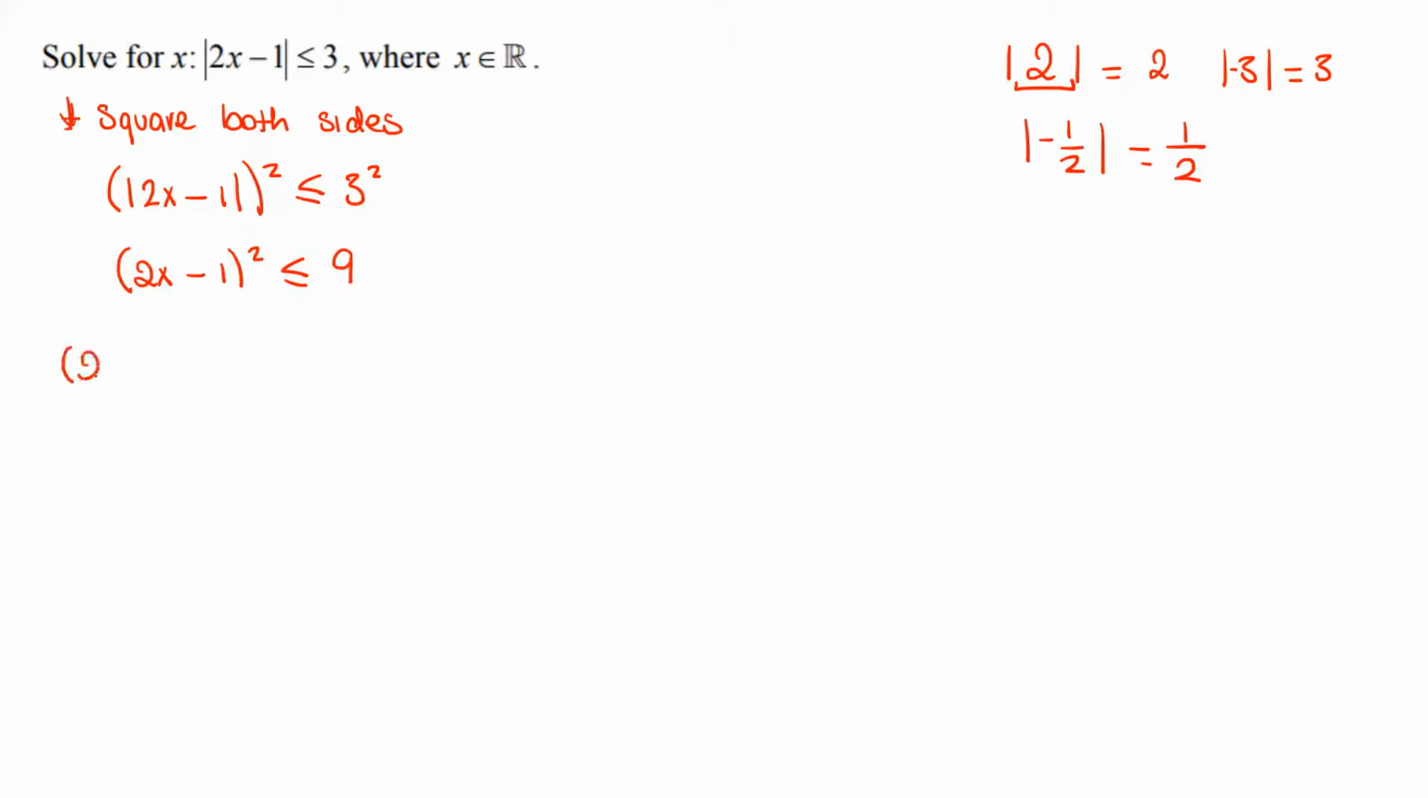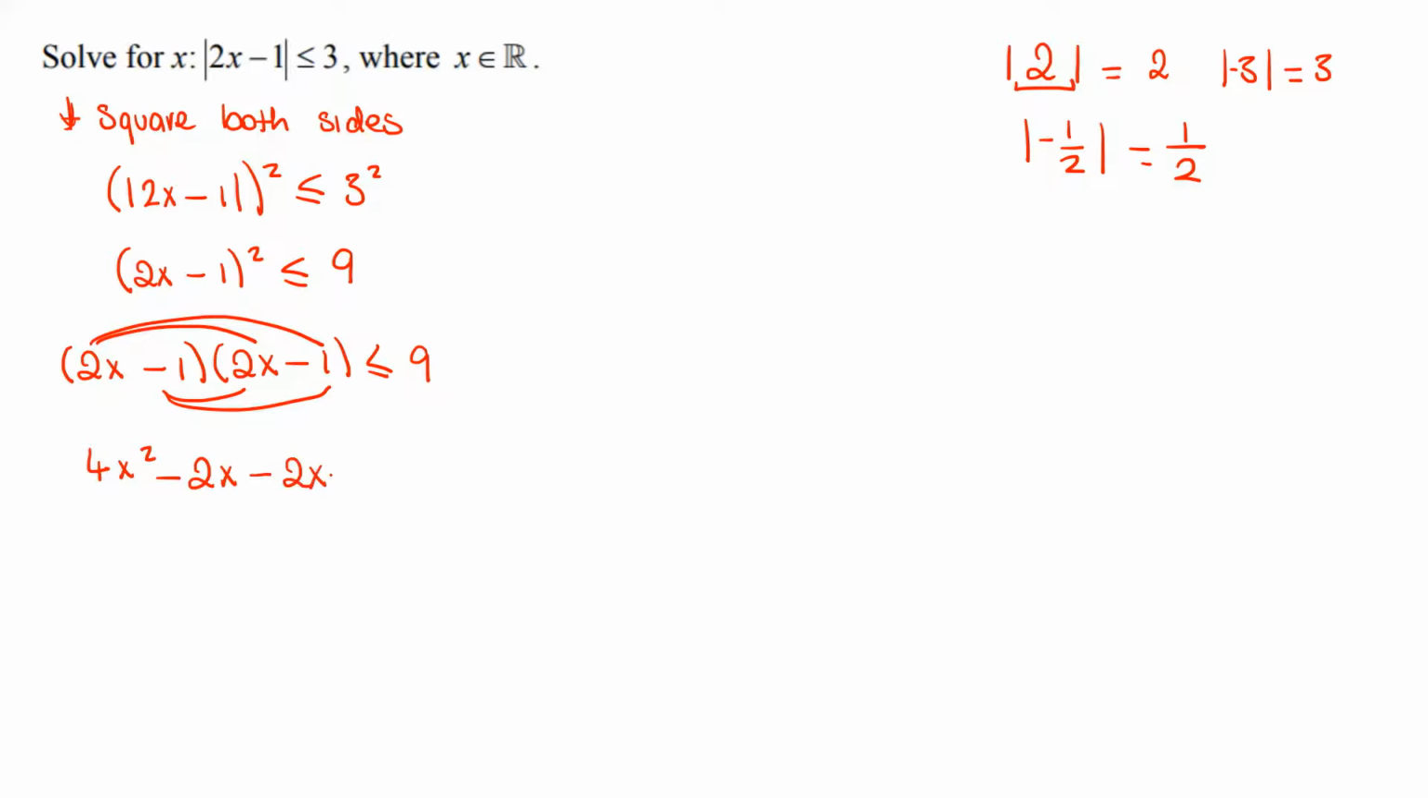And we can multiply out this bracket now. 2x minus 1 squared is the same as 2x minus 1 multiplied by 2x minus 1. If we multiply this out, we're going to get 2x by 2x, which is 4x squared. 2x by minus 1 gives me minus 2x. Then we have minus 1 by 2x, which gives me minus 2x, and minus 1 by minus 1 gives us plus 1, and that's less than or equal to 9. We can add these two minus 2x terms together, and then we're going to get 4x squared minus 4x plus 1 is less than or equal to 9.